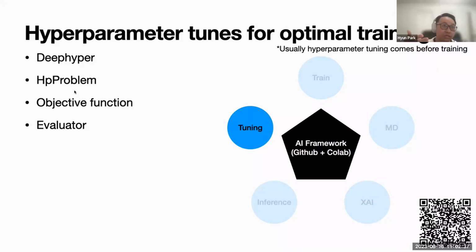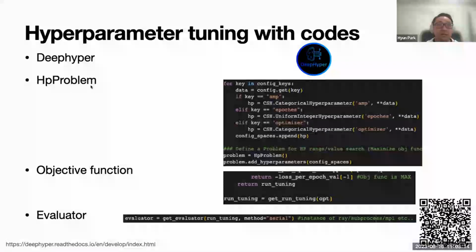The first is called HP problem, which means what kind of hyperparameters you are interested in using. Are you interested in changing epochs, learning rate, batch size? Then the objective function, which is what do you want to minimize or maximize? Do you want to maximize the accuracy or minimize some loss function? That is an objective function. And the evaluator is: now you have these hyperparameters and this objective function that you want to optimize, how do you want to perform this evaluation? Do you want to do it sequentially using CPU, or do you want to perform hyperparameter tuning using multiple GPUs in parallel?